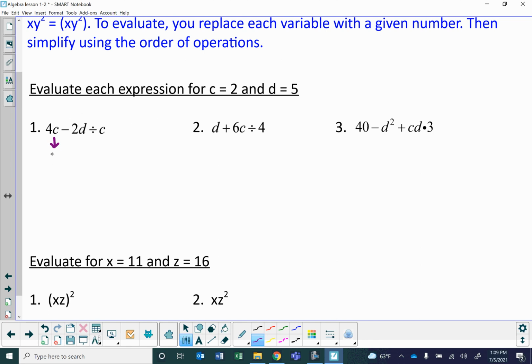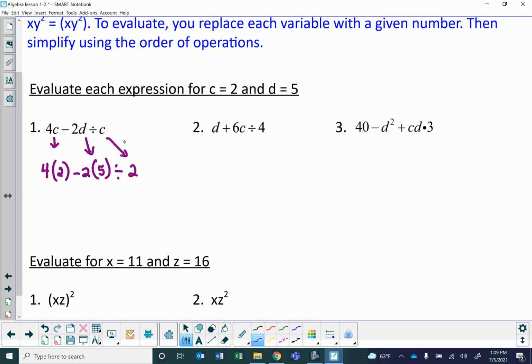Well, I'm not going to write 4, 2. Because 4c means 4 times c, so I have to have 4 parentheses times 2. Otherwise, it would look like 42, which would be totally different in this problem. Minus 2 times d, d is 5, divided by c, which is 2. So there we replaced all our variables. D was 5, and c was 2, and we've replaced them all. Now we just follow the order of operations.